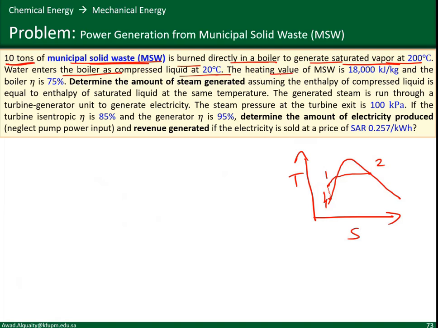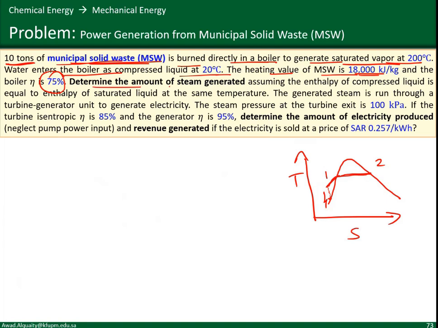Now we are told that the heating value of the municipal solid waste that we're using, 10 tons of which we have, is 18,000 kilojoule per kilogram. So 1 kilogram is going to produce 18,000 kilojoule. Where do we need that? Well, we need that from process 1 to 2, which is the heat addition within the boiler. Now, we are told that the boiler efficiency is 75%. So not all of the heat generated by burning that fuel will go to converting the liquid water to steam. Only 75% of it will be used, because of the inefficiency within the boiler.